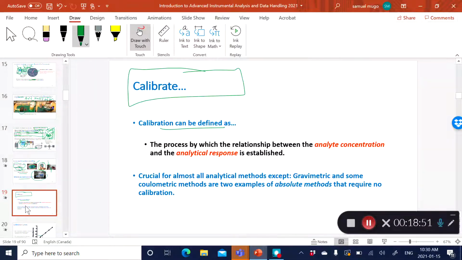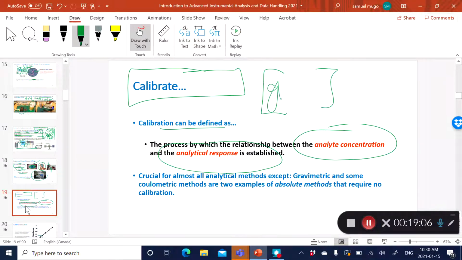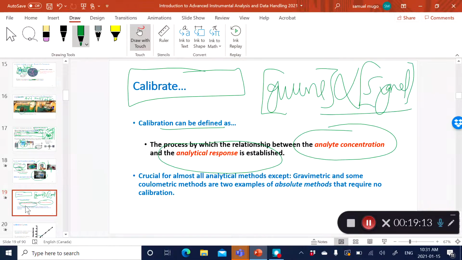And so calibration really is a process of deriving the relationship between the analyte concentration in the sample that I'm trying to analyze and the instrument's response. You're trying to get the relationship between, say, the concentration of glucose and the signal that you get. And of course, you want that relationship to be proportionally linear, okay? So it's very crucial for all analytical methods.